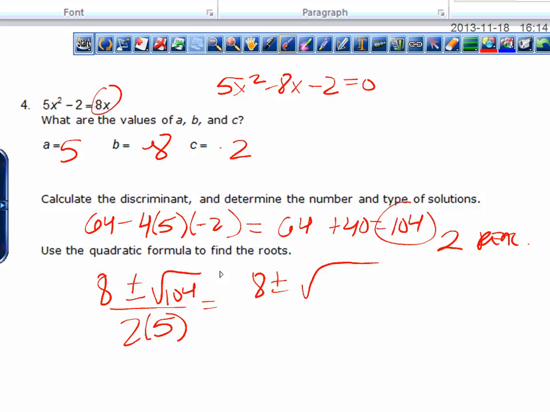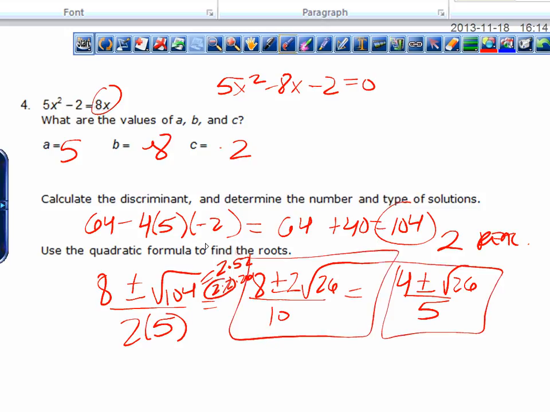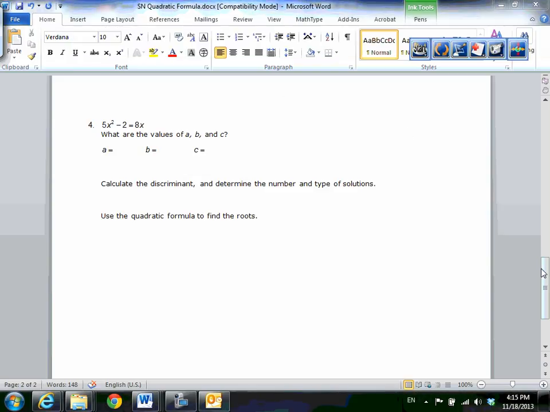Let's see if we can break 104 up at all. So that is the same thing as 2 times 52, which is the same thing as 2 times 2 times 26. Got a pair of 2's. So I got 2 root 26 over 10. And now we can reduce all those by a factor of 2. So I got 4 plus or minus square root 26 over 5. Either of those will be your answer. Once again, reduced if you can, if you see it, whatever. So that's pretty much it.